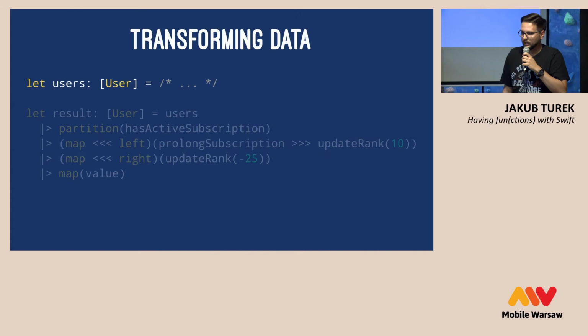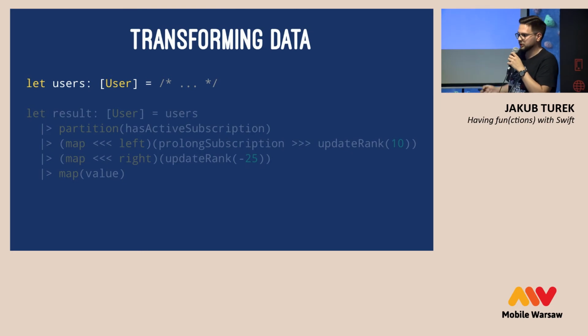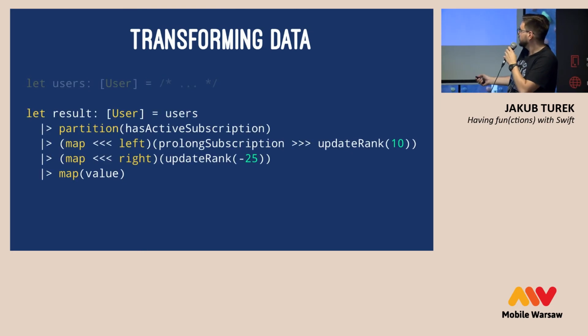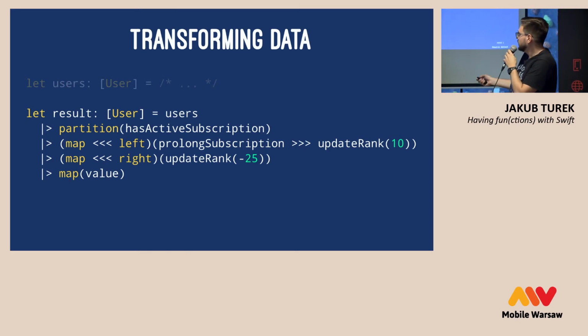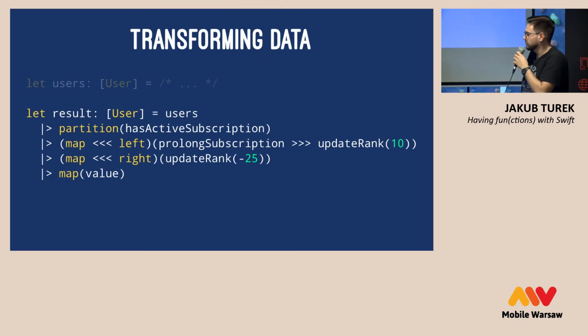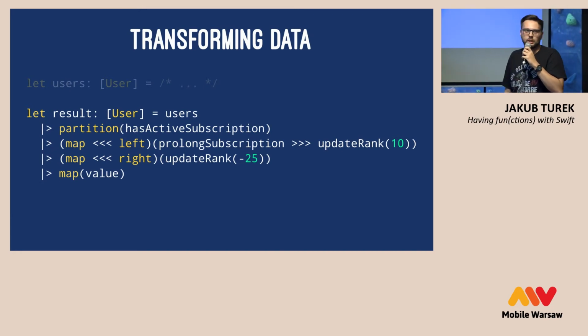And finally, having the array of all our users in the system, we can perform our objectives. We take the array, we partition them using our hasActiveSubscription method. We dig into that array and to the left side of that array, and for every user passing the test, we prolong the subscription and update rank by bumping it by 10. The same way for non-subscribers, we just decrease their rank by 25. And finally, because this result is partitioned, we extract the value for the users. So some composed methods, 5 lines of code, and we are able to achieve the result like that.